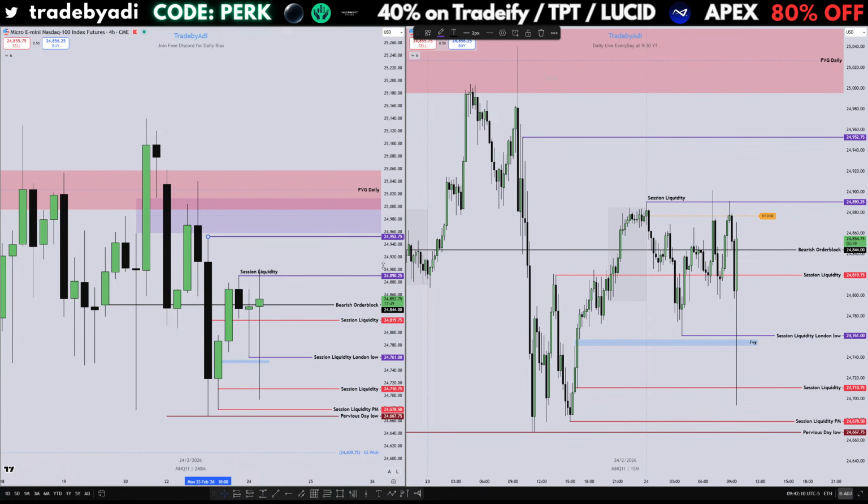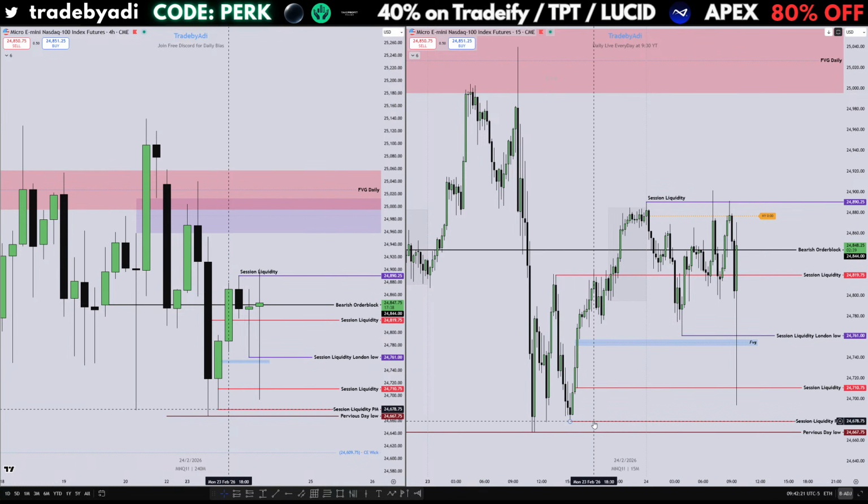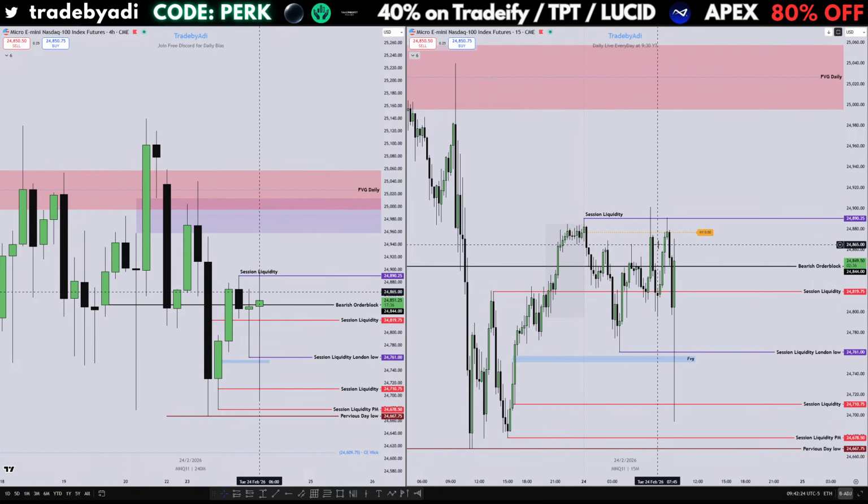Yeah, we need to wait, and we want some more information before going long or short, because we do have liquidity on the downside. Even though we have an SMT, we don't have any change in state of delivery to come from this SMT.